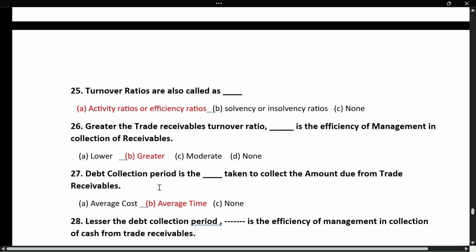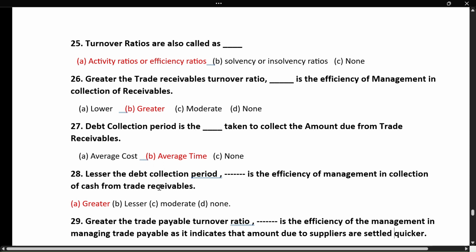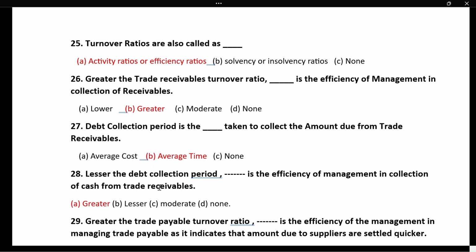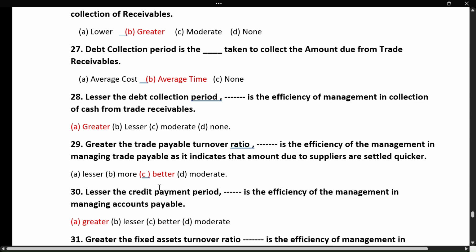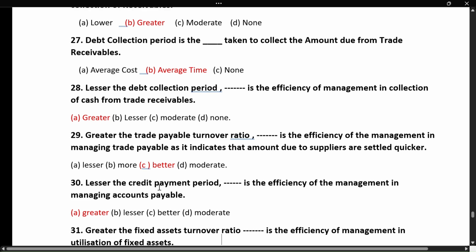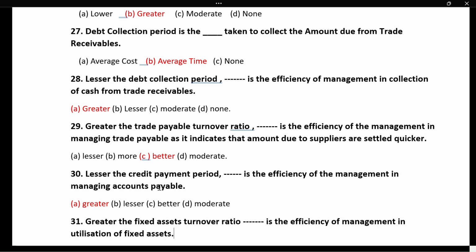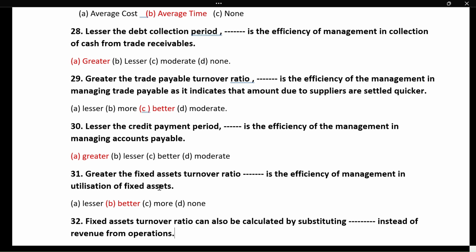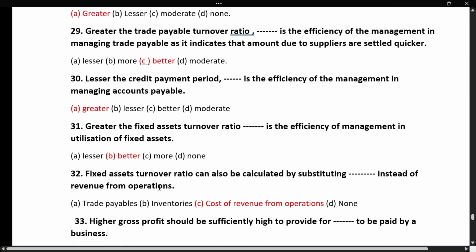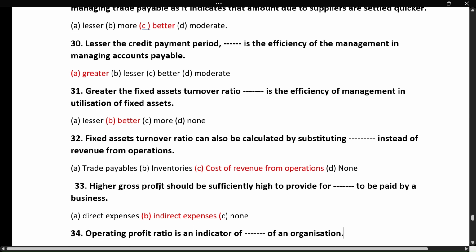Turnover ratios are called activity ratios or efficiency ratios. The greater the trade receivable turnover ratio, the greater the efficiency in managing the collection of trade receivables. Debt collection period indicates the average time taken to collect the amount due from the trade receivables. The lesser the debt collection period, the greater the efficiency in managing the collection of cash from the trade receivables. The greater the trade payable turnover ratio, the better the efficiency in managing the trade payable. The lesser the credit payment period, the greater the efficiency in managing accounts payable.